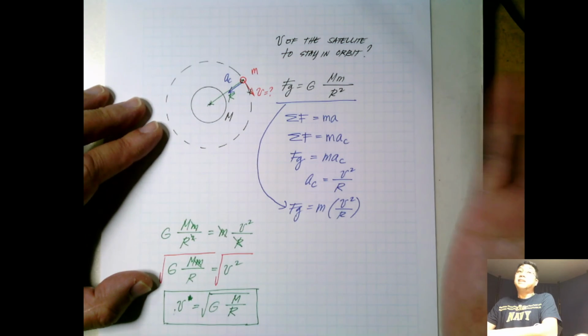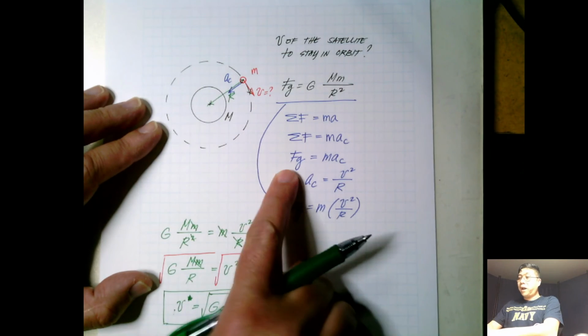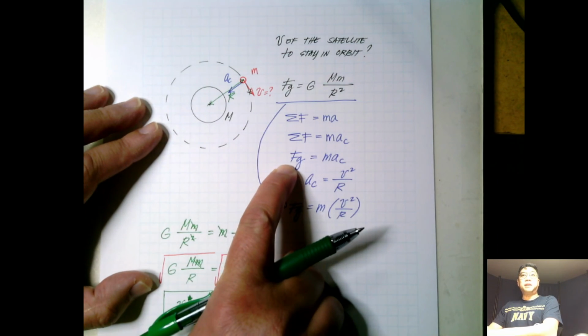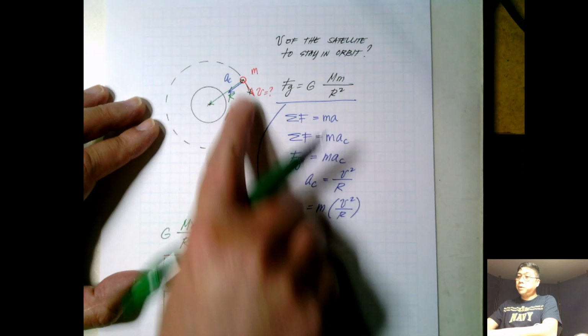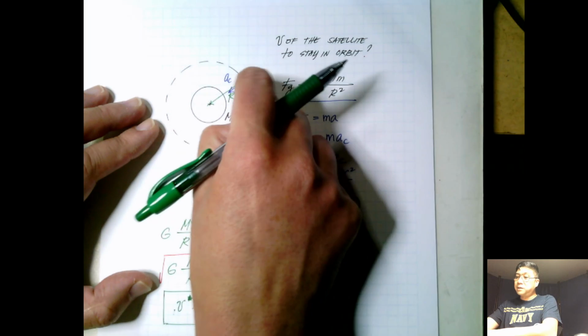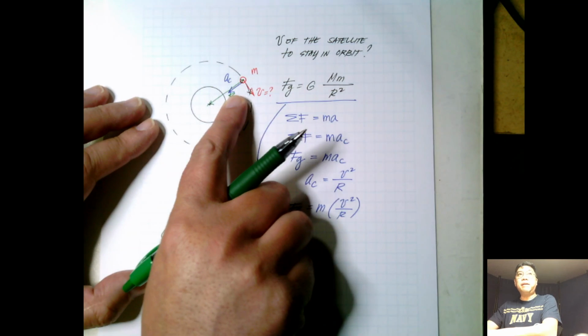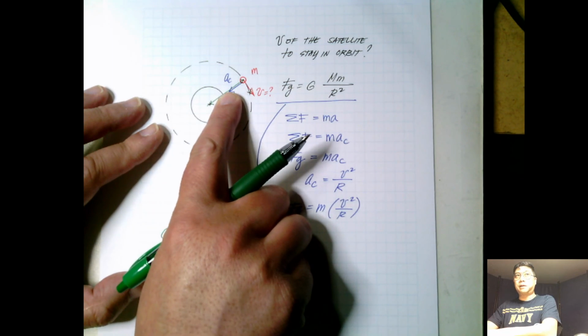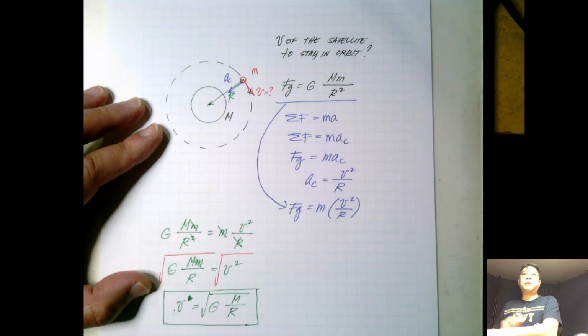One thing I also missed is why it is positive instead of negative force of gravity. Because the direction of the force of gravity is towards the planet, the same direction as your centripetal acceleration, that's why your force of gravity is positive.